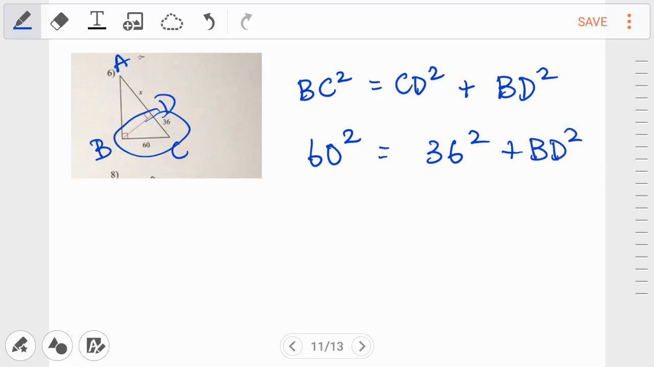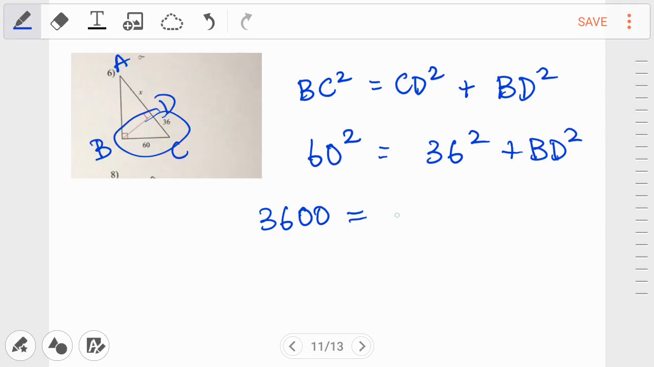So we have, use your calculator, it must be 3,600 minus, let me do 36 square. 36 square. There we go.